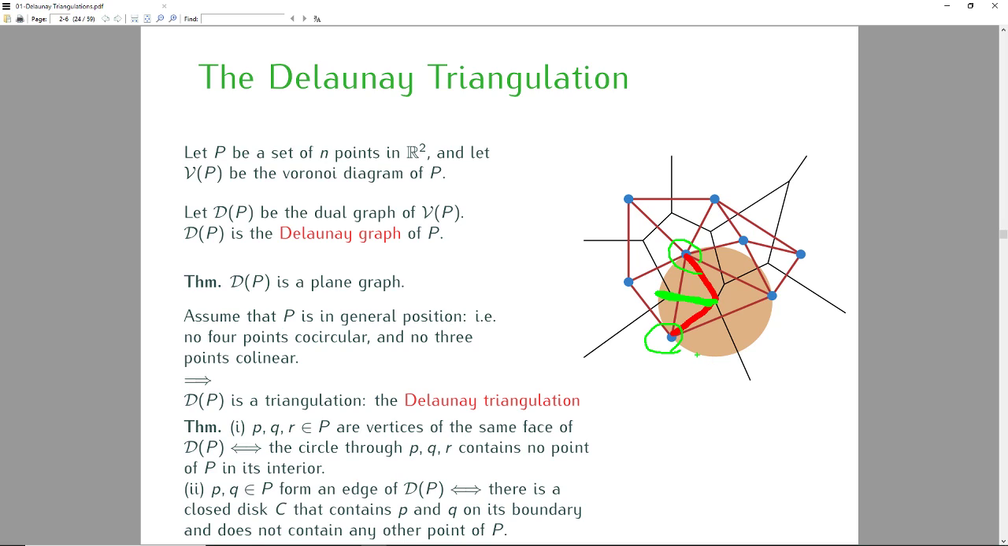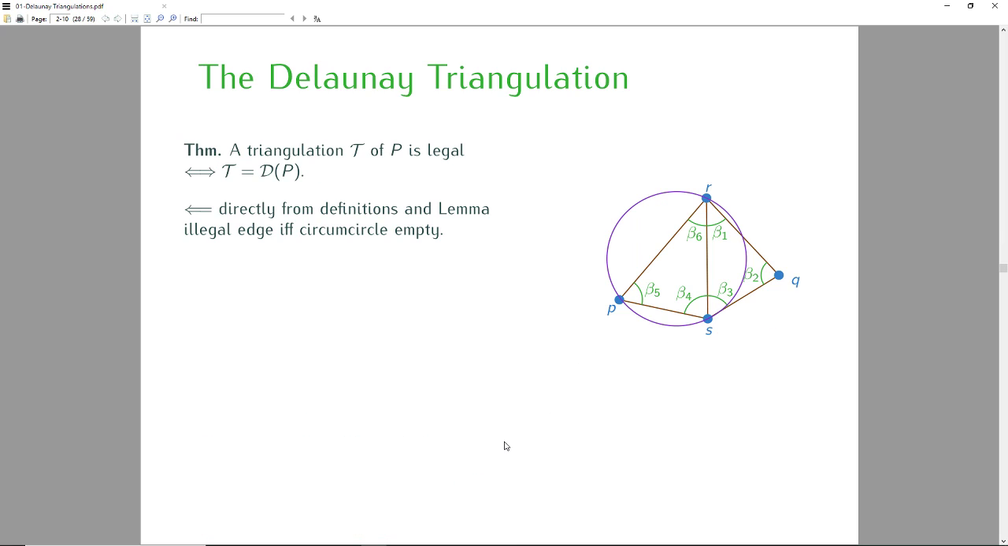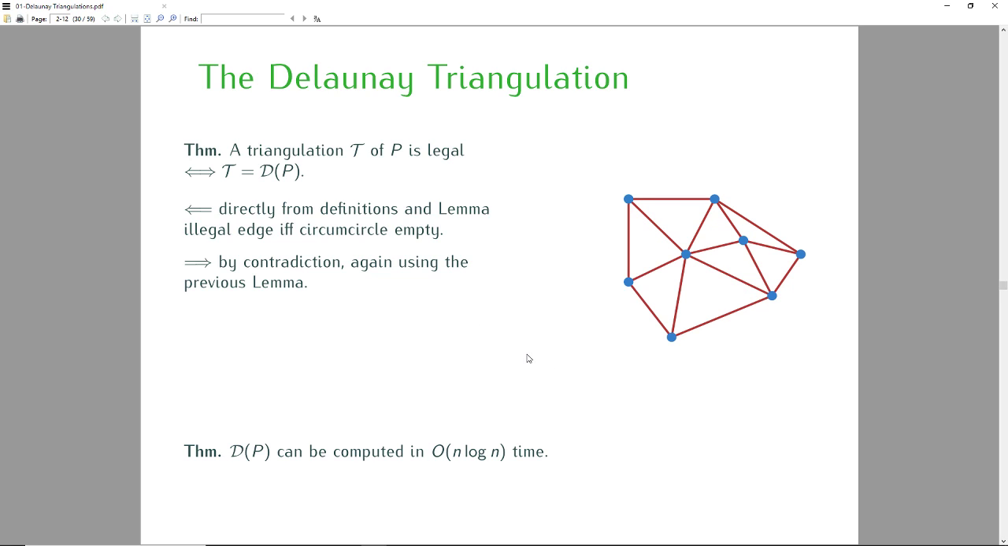Since they are adjacent in the Voronoi diagram, by the definition of graph duality, they will be connected in the dual graph. So the empty circle property is pretty much the only thing we need to prove the equivalence of the Delaunay triangulation and Voronoi diagrams. So I went over all these. As a result, since we know we can compute Voronoi diagrams in n log n time, we could also compute the Delaunay triangulation in n log n time, because computing the graph dual of a Voronoi diagram can be easily done in linear time.